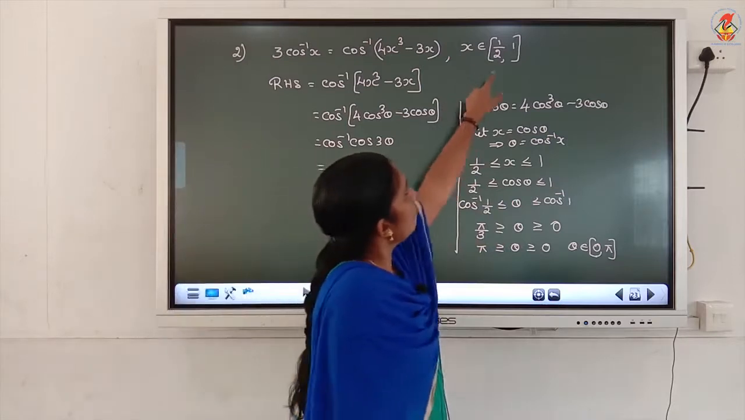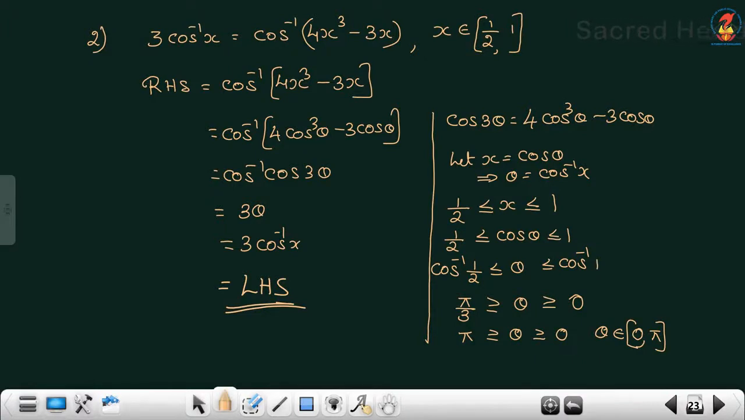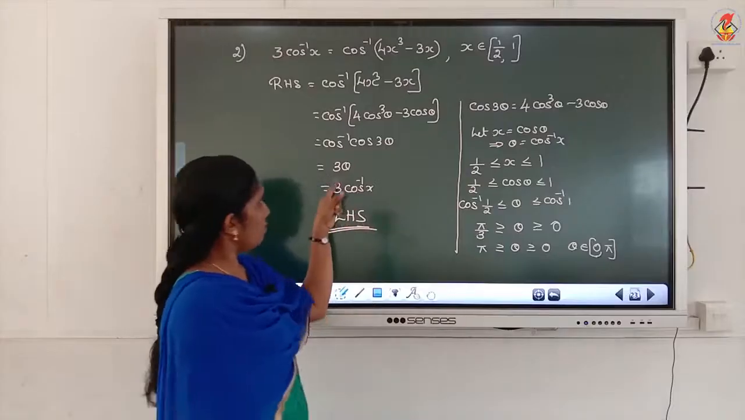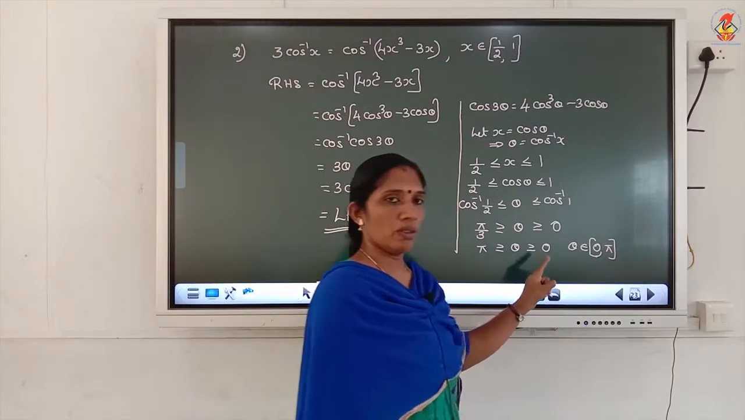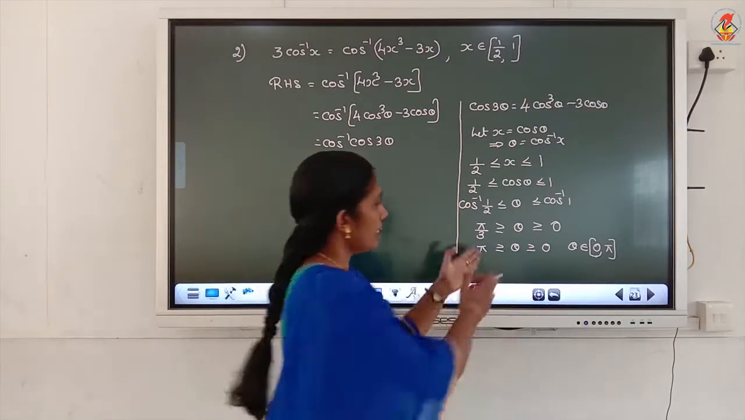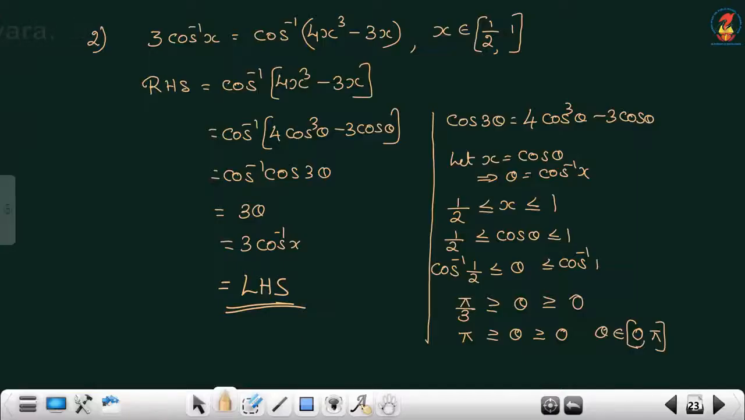So here half is less than or equal to x, less than or equal to 1, x is equal to cos theta. Then apply cos inverse. So cos theta reduces to theta. And here pi by 3, here 0. So when you take the cos function you have to put greater than or equal. So pi by 3, then after this step you have to multiply by 3. So pi is greater than or equal to theta, greater than or equal to 0. So 0 to pi, theta is in that range. So we can write 3 theta. Our answer is 3 cos inverse x.